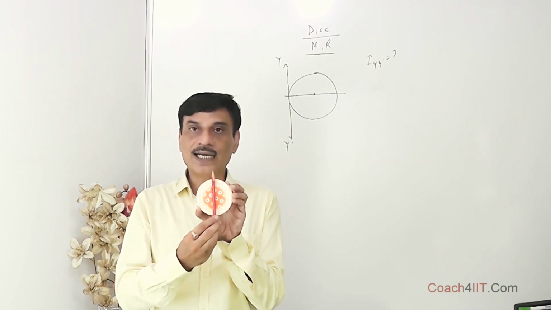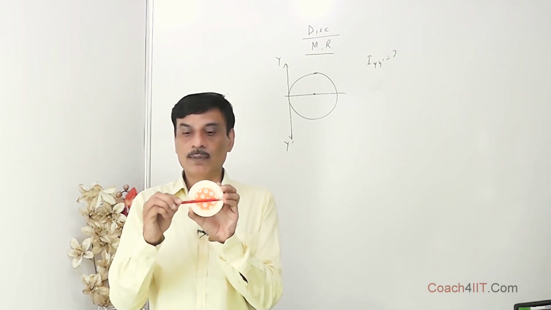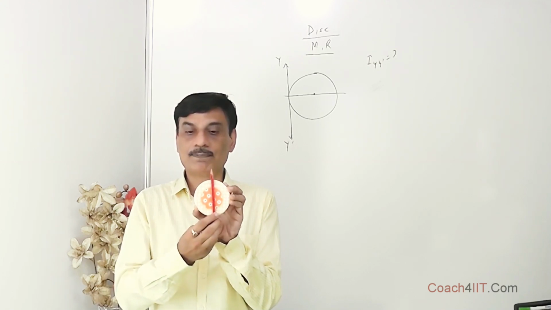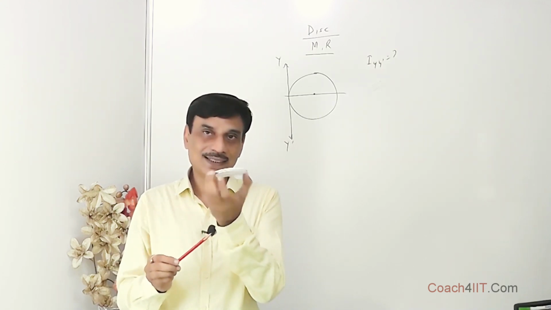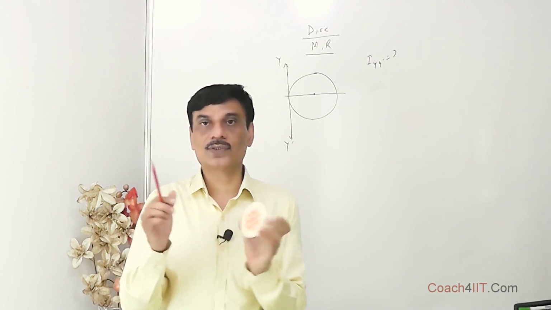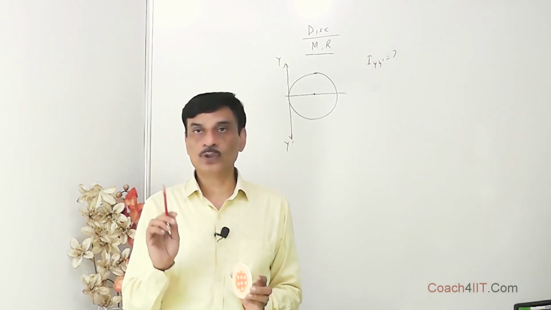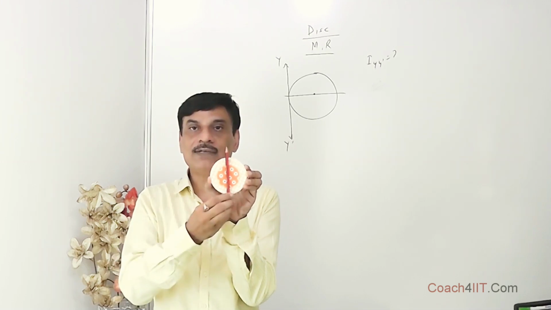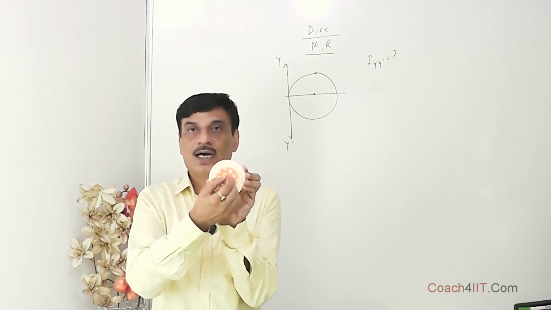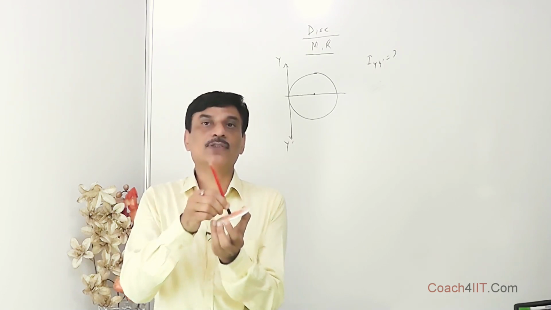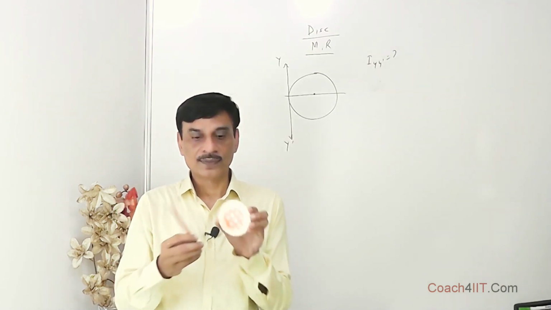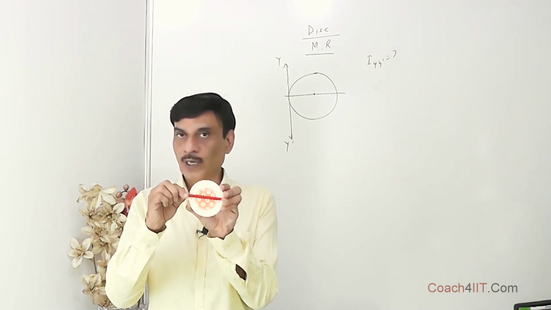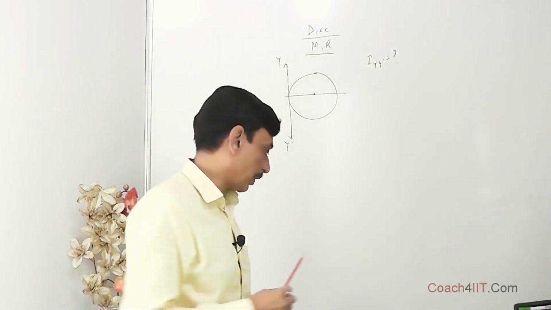So if about this axis it is I, and about this axis it is I, and both axes are perpendicular to each other, and this is a lamina, a two-dimensional body with thickness almost equal to 0, we can use the perpendicular axis theorem. It means Ixx plus Iyy is equal to Izz. Izz, we know, is m r square by 2, a standard result. So I plus I, 2I, is equal to m r square by 2. We have done this earlier also.